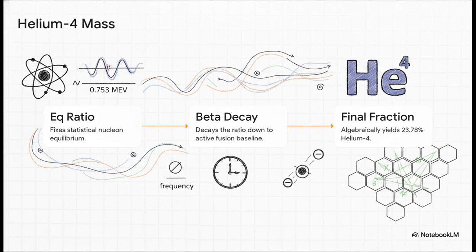Step 1 fixes the statistical nucleon equilibrium, the ratio of neutrons to protons, at 0.1796, using that 0.753 MeV threshold. Step 2 applies the primary zero clock frequency we learned about earlier to govern the beta decay duration, bringing the ratio down to the active fusion baseline. And Step 3 yields the final algebraic mass fraction. The universe synthesizes exactly 23.78% helium-4. Why that specific amount? To guarantee that the discrete wild prime data streams remain perfectly phase-locked. Chemical evolution is quite literally a macro-scale mechanism of quantum error correction.